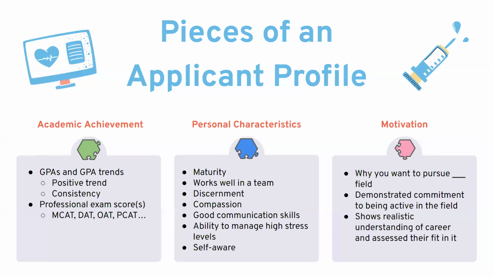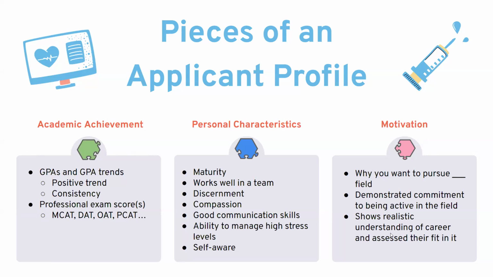And then they're also going to look at the professional exam scores. So the MCAT is for medical, both allopathic and osteopathic schools, sometimes for vet med schools. DAT is for dental schools. OAT is for optometry, and PCAT is for pharmacy if the schools require it.